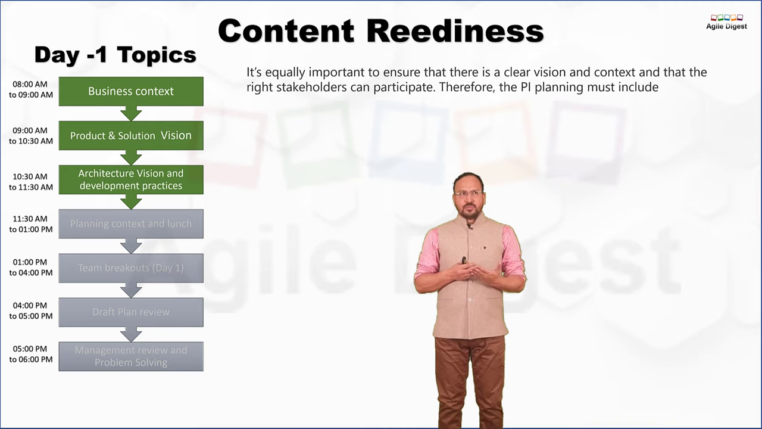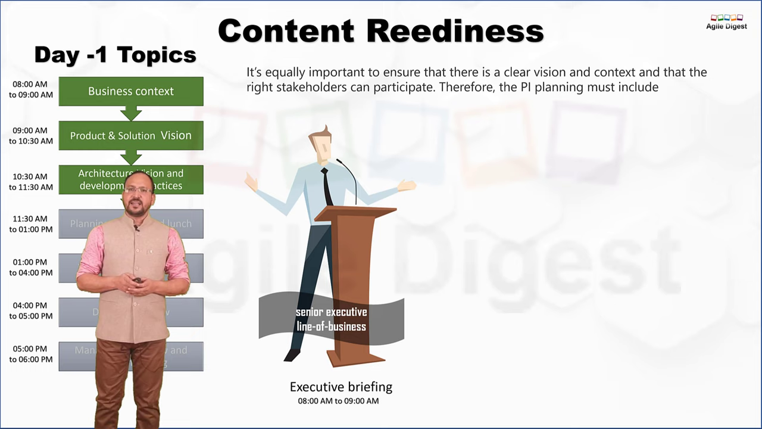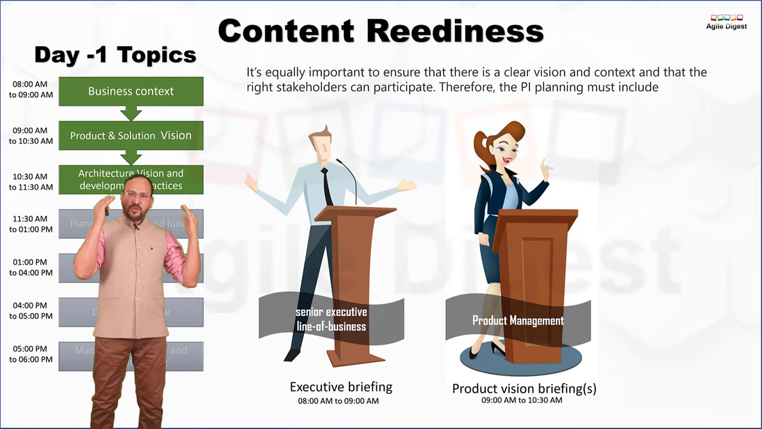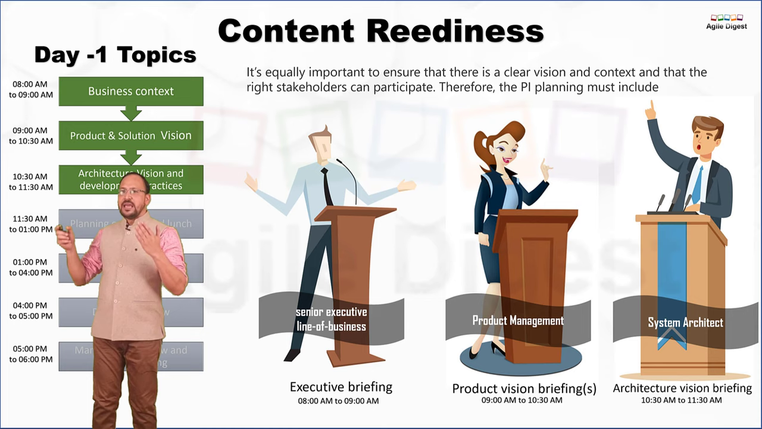So 3.5 hours, yeah, 3.5 hours, and where your senior executive, line of business, they talk about some executive briefing. Business context comes from the executive briefing from your senior executive. Your product vision briefing comes from your product management. And the system architects talk about the architectural visions.